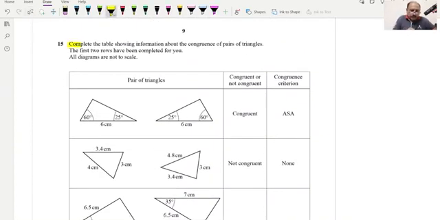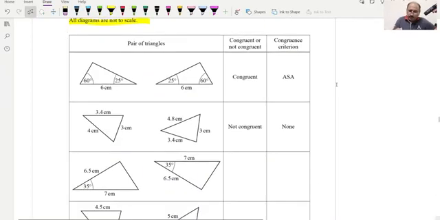Question number 15. Complete the table showing information about the congruence of pairs of triangles. The first two rows have been completed for you. All diagrams are not to scale. So these two rows, they have basically completed for us, and they have shown this is congruent and the rule, and this is not congruent.